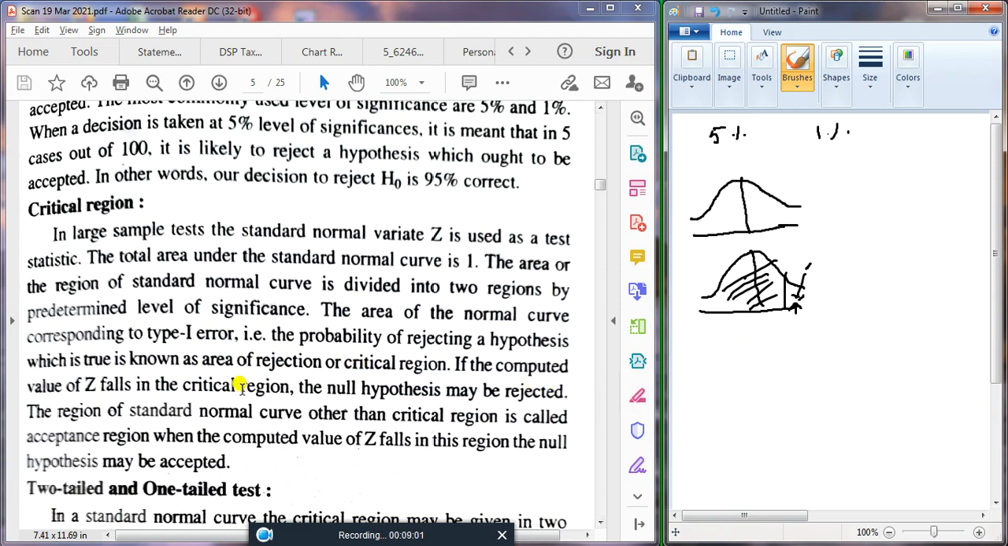If computed value of Z falls in critical region, the null hypothesis may be rejected. Clear? तो यहाँ पे अगर आपका कोई वैल्यू यहाँ पे पड़ रहा है, हाँ, तो यहाँ पे हम H0 एक्सेप्ट करेंगे, और यहाँ पे कोई रीजन में पड़ा तो H0 रिजेक्ट करेंगे. तो अगर कोई आंसर कैलकुलेटेड वैल्यू क्रिटिकल रीजन में हो रहा है तो वो हम नल हाइपोथेसिस को रिजेक्ट करेंगे. So the standard normal curve other than the critical region is called acceptance region, and if computed Z value falls in the region, then null hypothesis will be accepted.